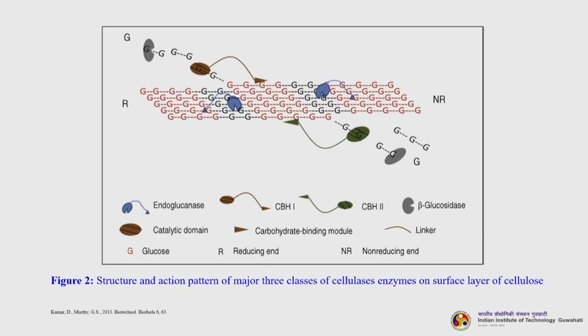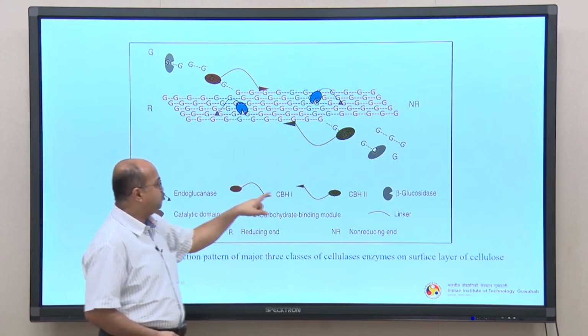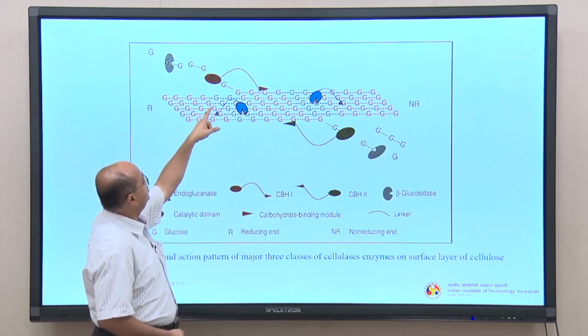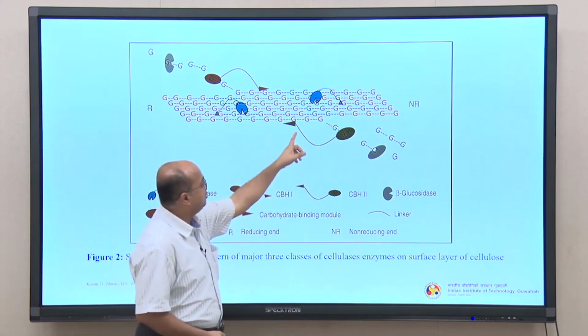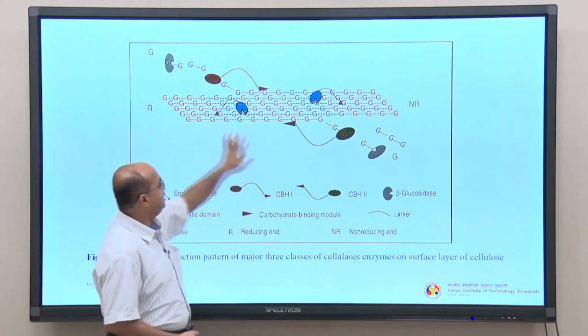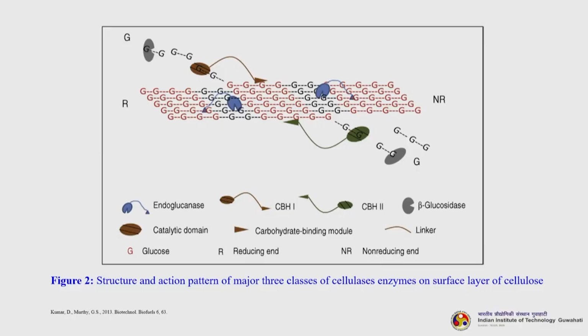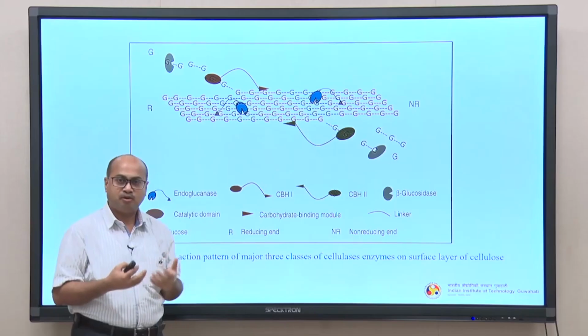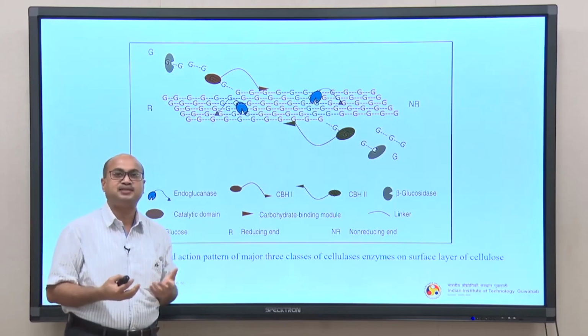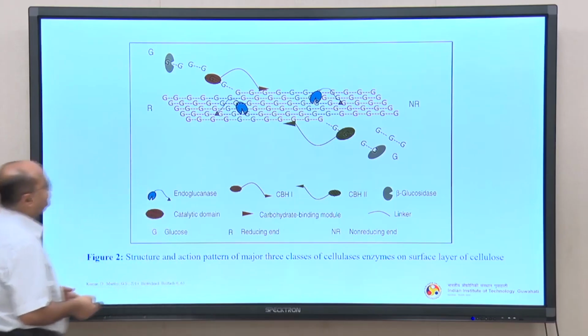This end is the reducing end, this is the non reducing end, and you can see that here CBH1 is acting on the reducing end and CBH2 is acting on the non reducing end. From this side and from this side, they keep on cleaving that particular chain, right. What is the product? The product is cellobiose. Cellobiose is a disaccharide. Okay.